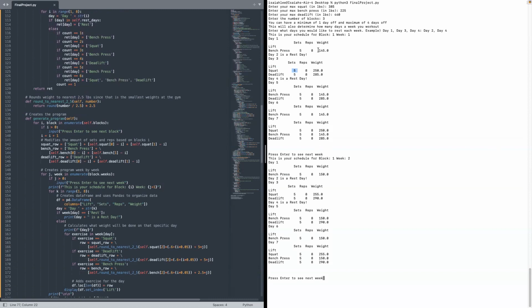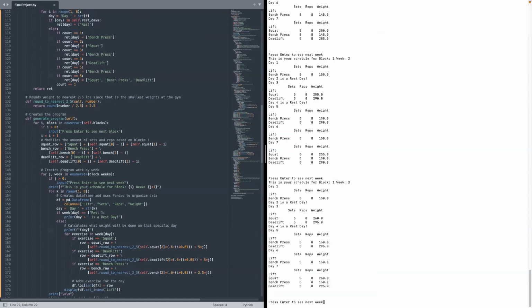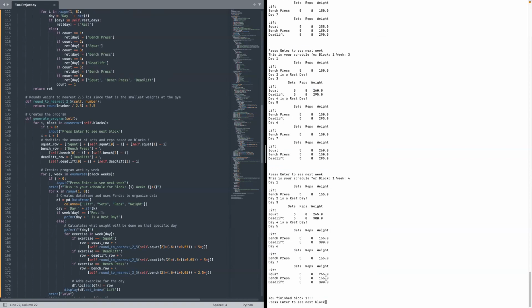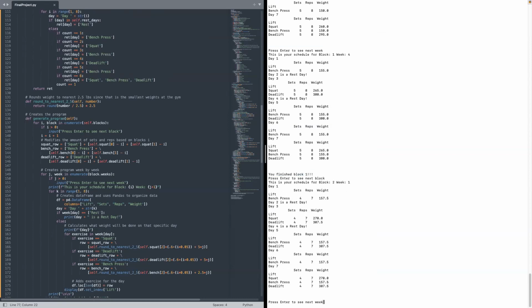So you can see it goes from 145, 150, and then over here it goes from 250 to 255. And this goes for every week. It'll increase up until week 4, where the block ends, and then you hit a heavy weight for that week. So now I finished block 1, and now I'll go to the second block.